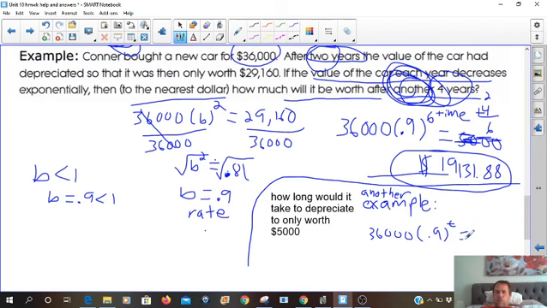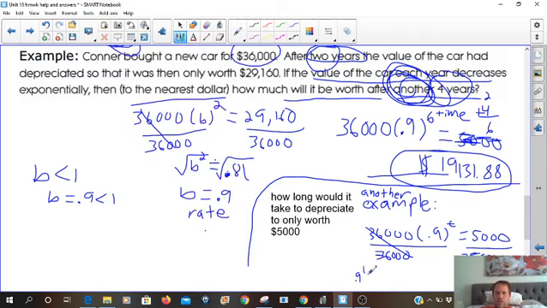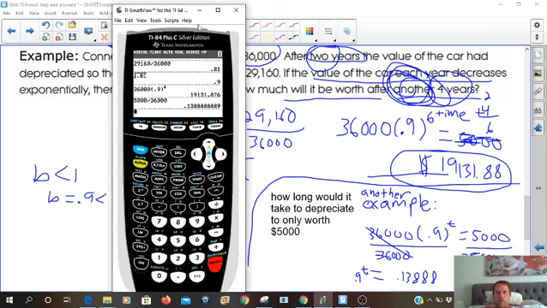And so you set it equal to 5,000. There's your initial with your base rate 0.9, and then you solve for t. So you go ahead and divide by 36,000 on both sides. Okay, so then we take 5,000 and we divide it by 36,000. Good. We get 0.1388888. So 0.9 to the t power is equal to 0.13888.